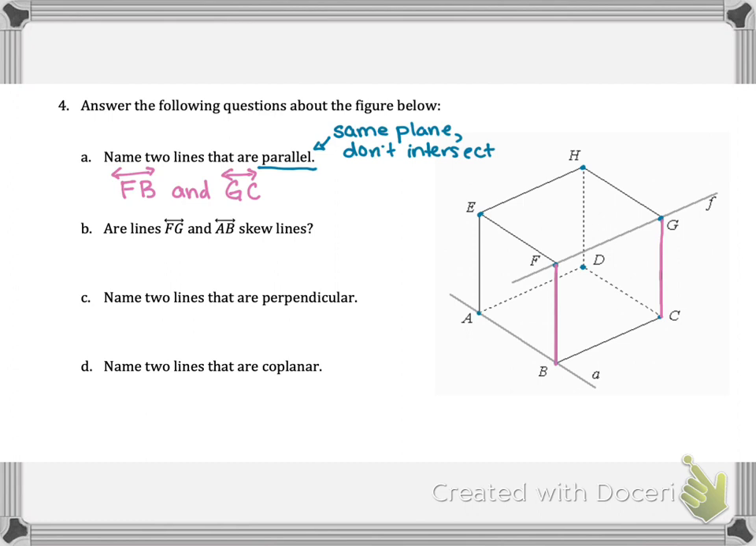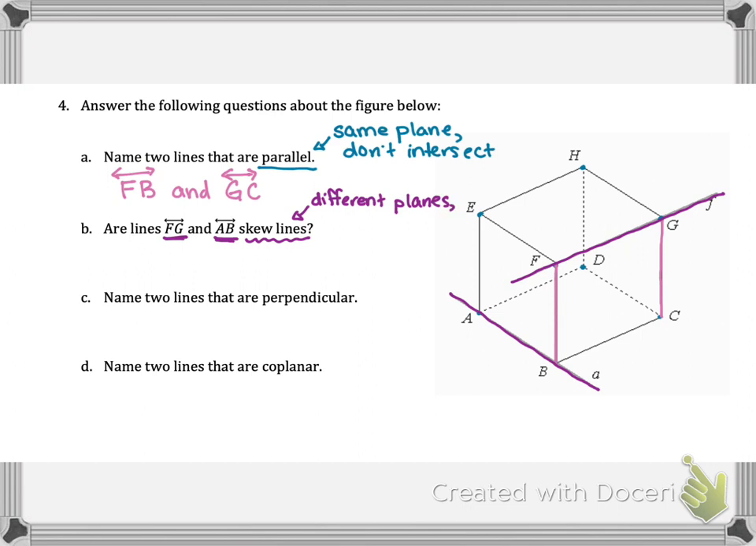We're going to go to a purple color, so each thing is in a different color. It says, are FG and AB skew lines? Okay, so this is FG, and this is AB. Our question is, are they skew lines? And we did this in our last problem. So remember, skew lines are on different planes. So that's true based on our picture.